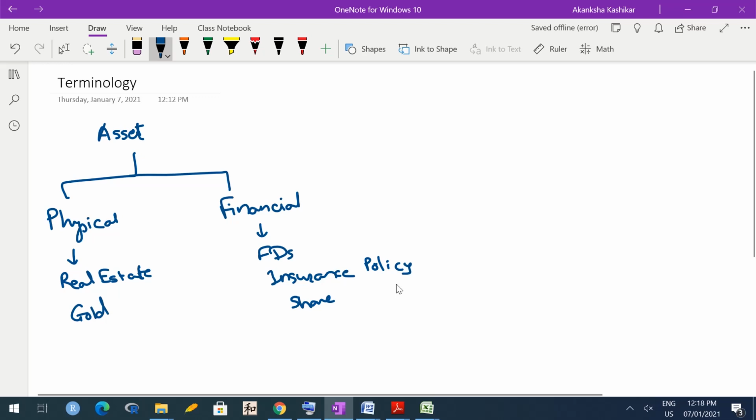Or if you have term insurance, still it's like an asset. When you die, you are going to get some money. Okay. So insurance policy is another type of asset, financial asset. Shares of a company is another type of asset. Now what is a share? So most people may not even be familiar with this concept of shares. So what is a share?